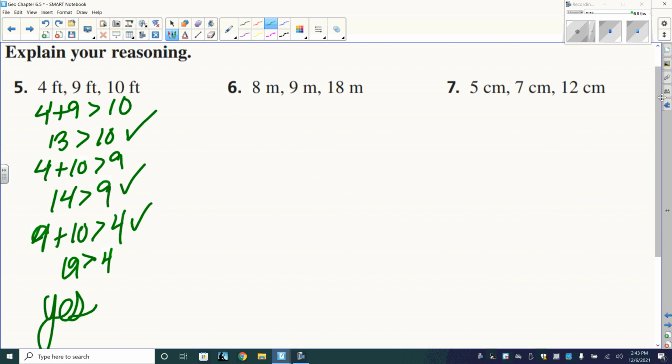So yes, because all three inequalities work, it does work out. And if any one of the inequalities doesn't work, then it's not going to be a triangle. So let's look at the next one here. Well, we can do 8 plus 9 is greater than 18. Well, what is 8 plus 9? Is 17 greater than 18? So can this be a triangle? No.